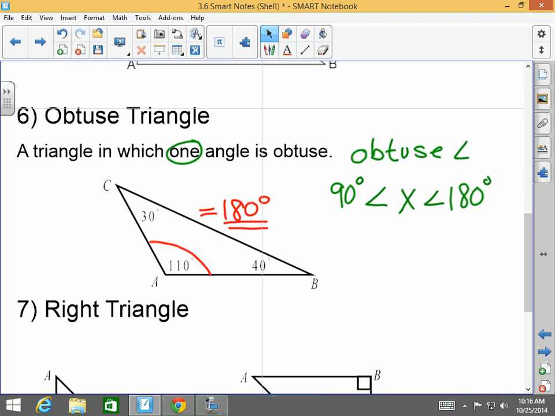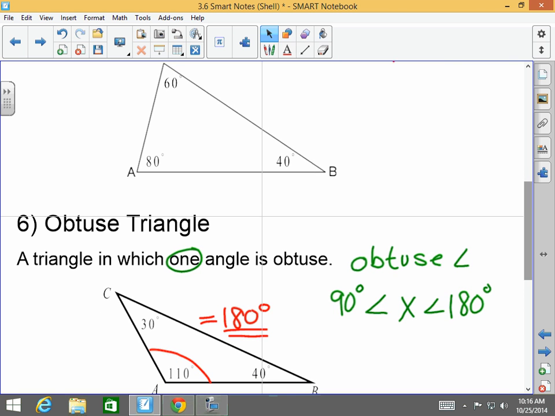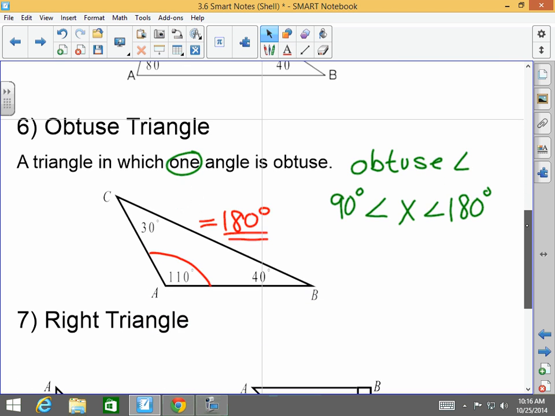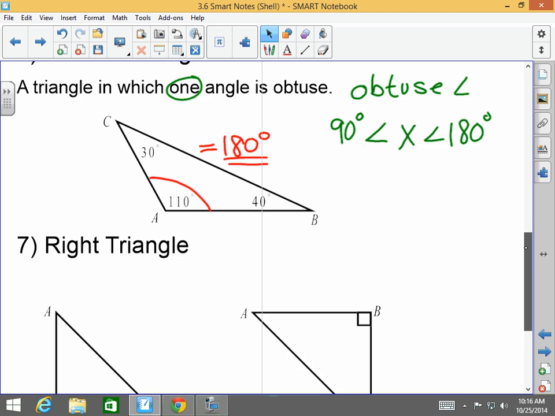We should have done the same comparison with my acute here. If you do 60 plus 40 plus 80, that will also equal 180 degrees. That cannot fail. A triangle must have exactly 180 degrees contained within the sum of its angles. So an obtuse triangle, once again, is a triangle in which one angle is obtuse.